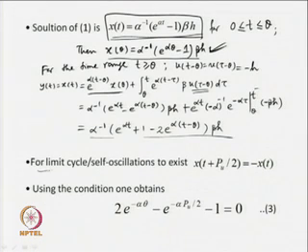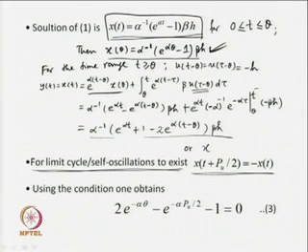So, the limit cycle condition, or the output will have sustained oscillatory form, provided that condition is met. What is that condition? x(t plus Pu by 2) has to be minus x(t), or I can write this by substitution of t equal to 0, x(Pu by 2) is equal to minus x(0). What is x(0)?